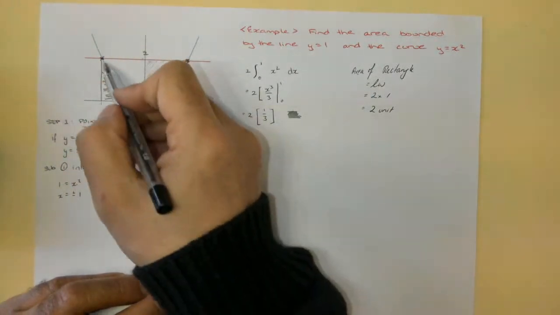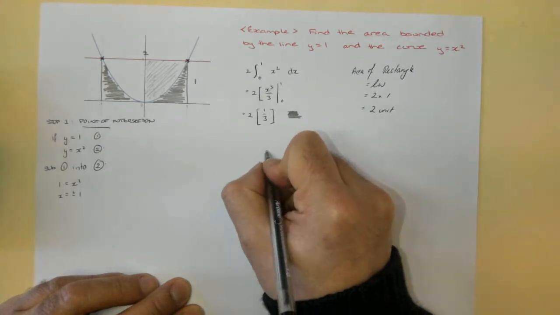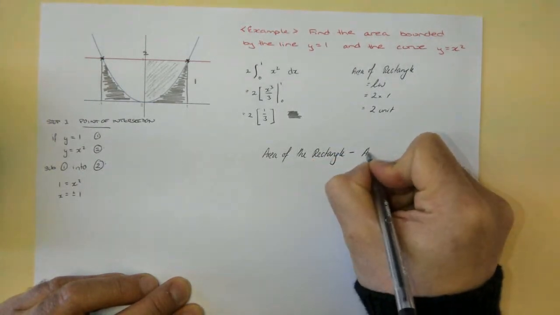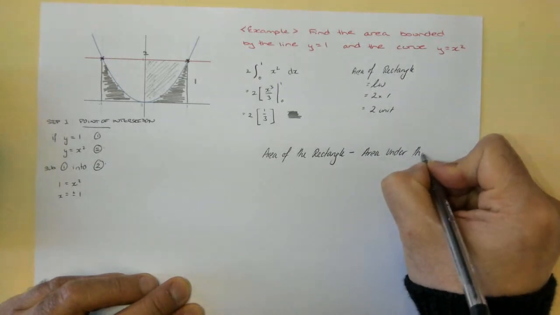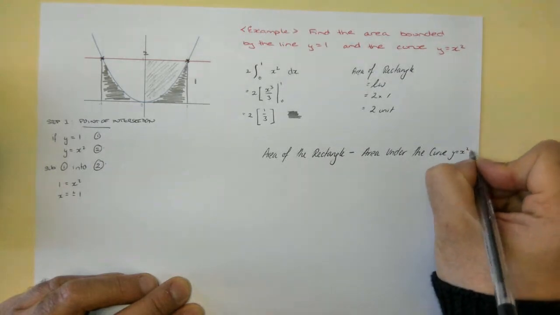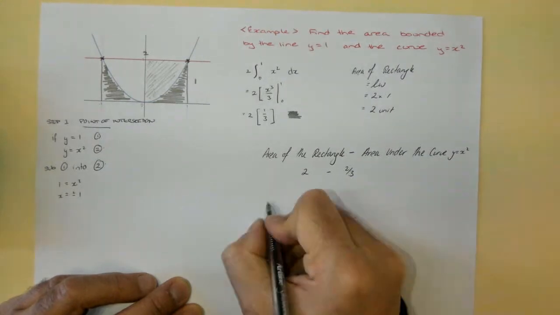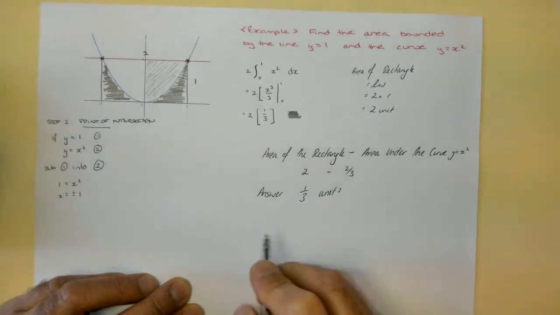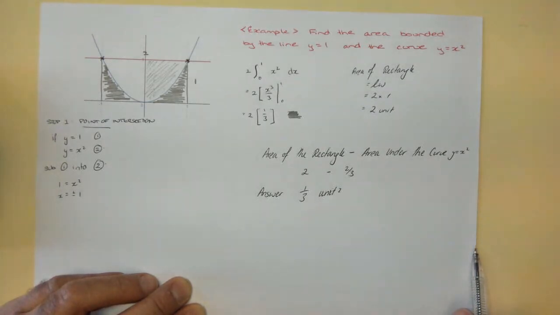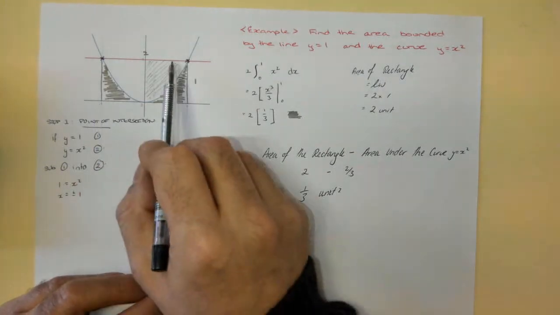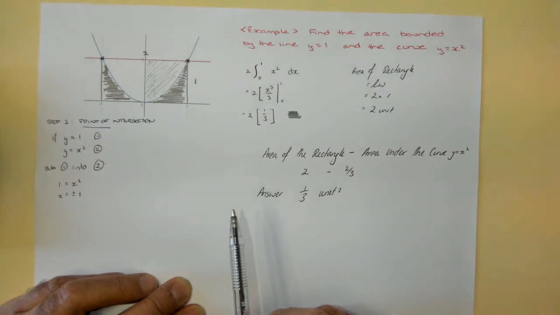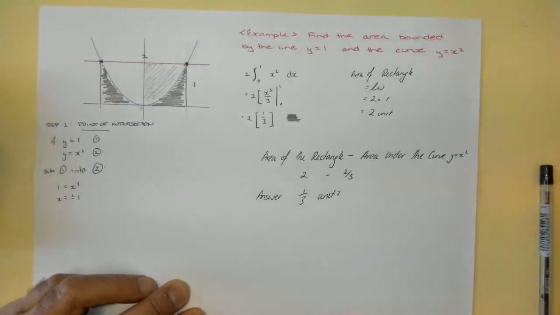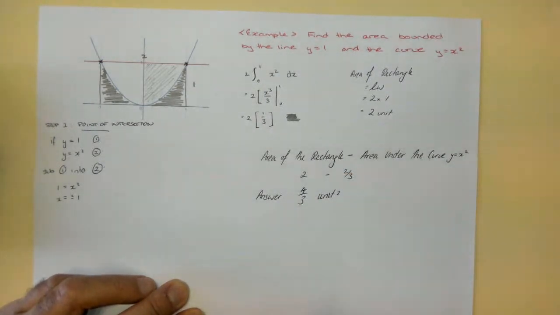Now to get the area between the curve and that line, I'm going to subtract the area under the curve y equals x squared from the area of the rectangle. So my answer is technically 2 by 1 minus a third. Sorry, 2 minus 2/3 is actually 4 on 3. Okay.